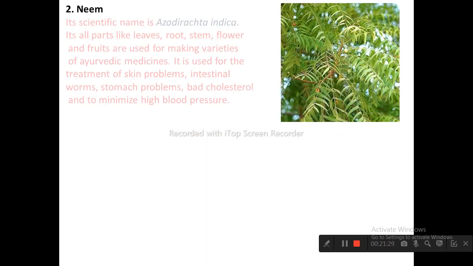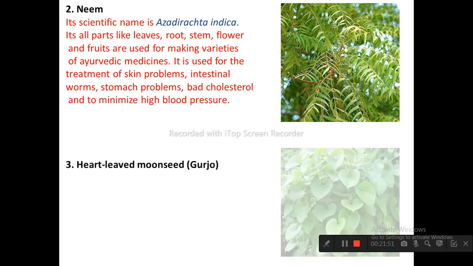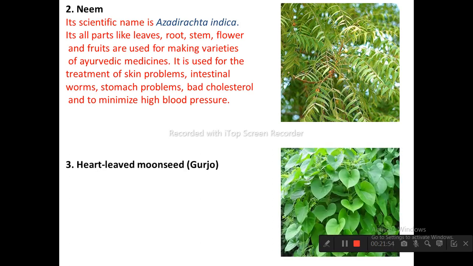Next one is neem. Its scientific name is Azadirachta indica, and all its parts like the leaves, root, stem, flower and fruits are used for making varieties of Ayurvedic medicines. It is used for the treatment of skin problems, intestinal worms, stomach problems, bad cholesterol, and to minimize high blood pressure. Next one is heart-leaved moonseed, which is commonly known as gurjo.